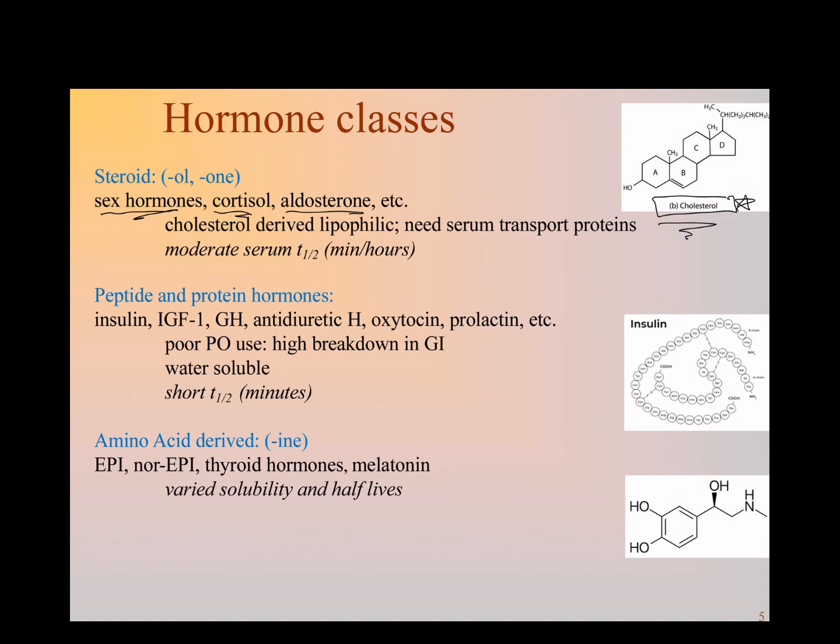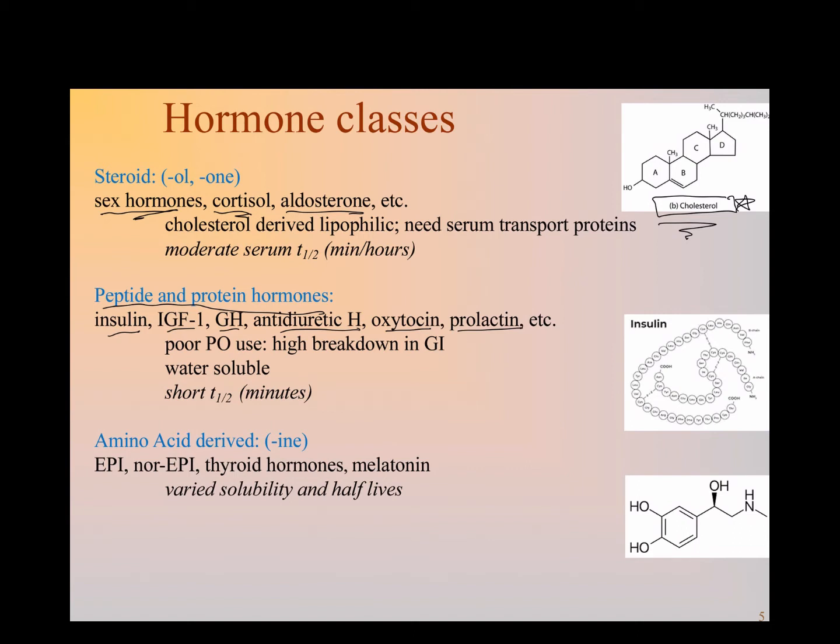and that's going to alter the concentration of available hormone in the blood. The peptide and protein hormones include insulin, insulin-like growth factor, growth hormone, antidiuretic hormone, oxytocin, and prolactin. These are water soluble, and again, they're peptide or protein. So think about if you were going to eat a steak, or edamame, you're going to get this protein in your stomach.